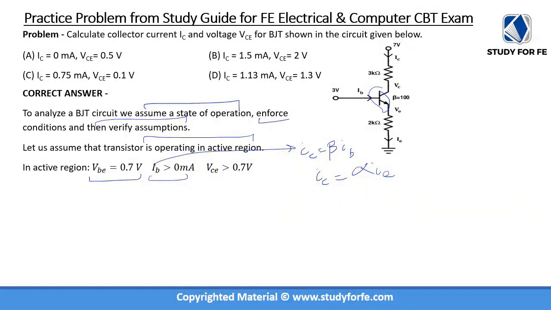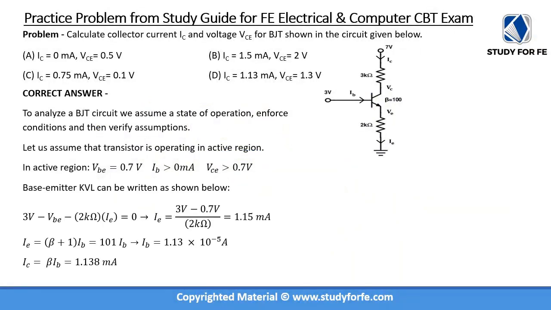We will use these assumptions because we have assumed that we are operating in the active region. And VCE is a check. At the end, after analyzing this circuit, we have to check our assumptions, and this is the check we will review against: VCE has to be greater than 0.7 volts. So we will write 2 KVL equations.